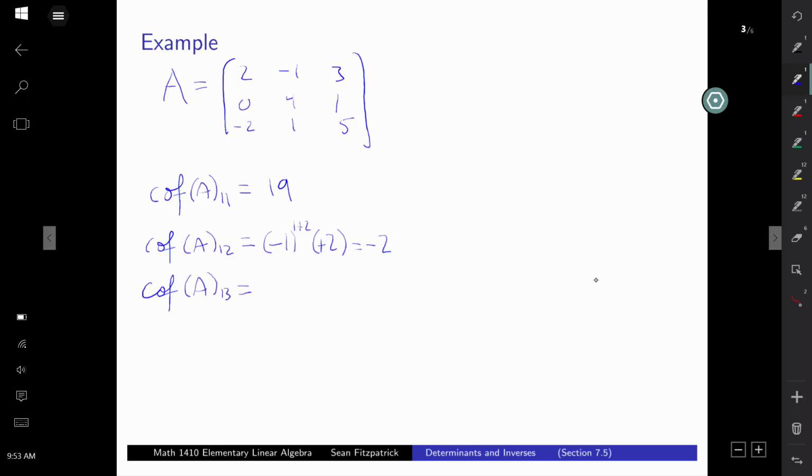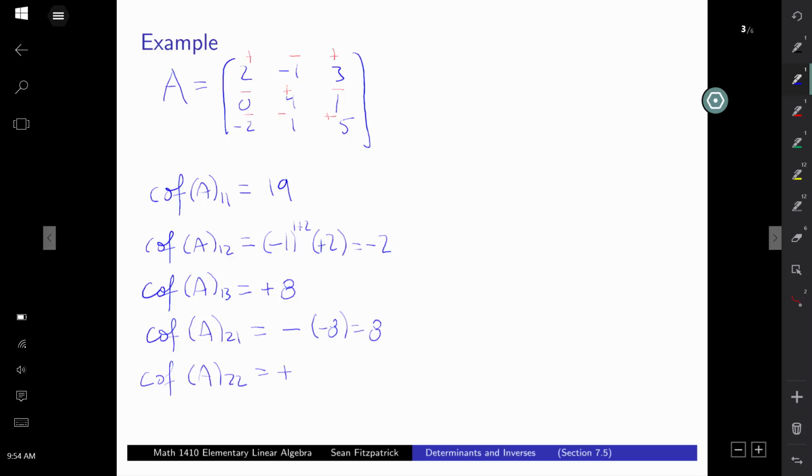The 1, 3 cofactor comes with a plus sign, and it's going to be 0 times 1, minus 4 times minus 2, so minus minus 8 gives me plus 8. Okay. The 2, 1 cofactor comes with a minus sign. Remember the signs overall go plus, minus, plus, minus, plus, minus, plus, minus, plus. So if I delete row 2, column 1, I'm left with minus 1 times 5. That's minus 5. Subtract 1 times 3. So minus 5 minus 3 gives me minus 8. Okay. Minus 8 gives me plus 8.